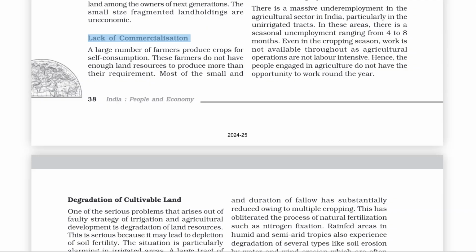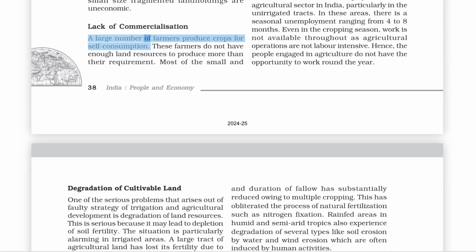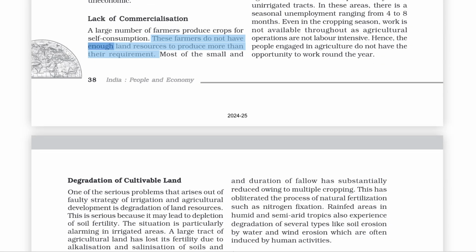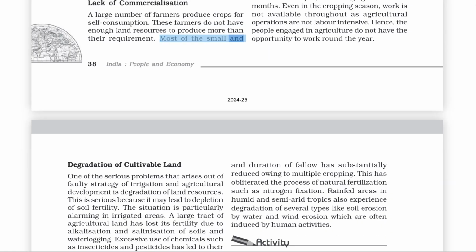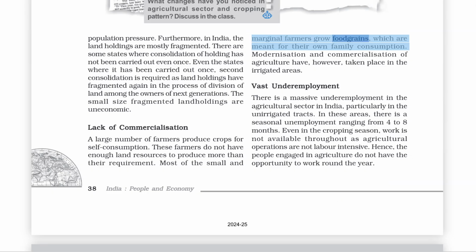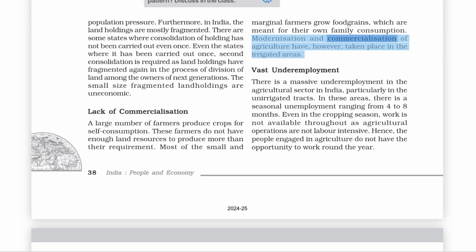Lack of commercialization. A large number of farmers produce crops for self-consumption. These farmers do not have enough land resources to produce more than their requirement. Most of the small and marginal farmers grow food grains, which are meant for their own family consumption. Modernization and commercialization of agriculture have, however, taken place in the irrigated areas.